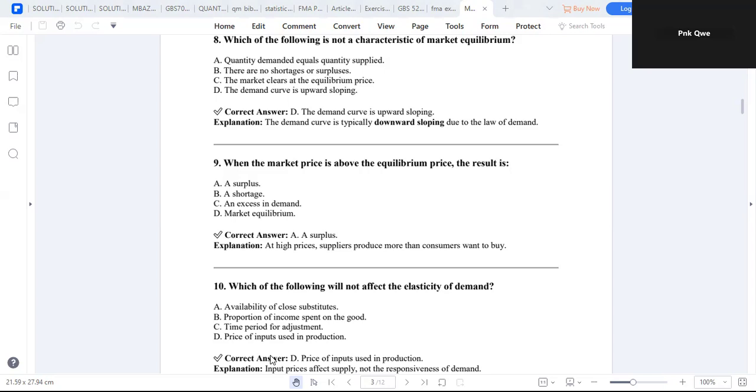For instance, if apples are priced at 200 kwacha when the equilibrium is 150, the unsold stock accumulates. People will not buy. So our answer in this case is that when the market is above equilibrium, the result is a surplus. So surplus is the answer. At high prices, what happens? Producers will supply more.